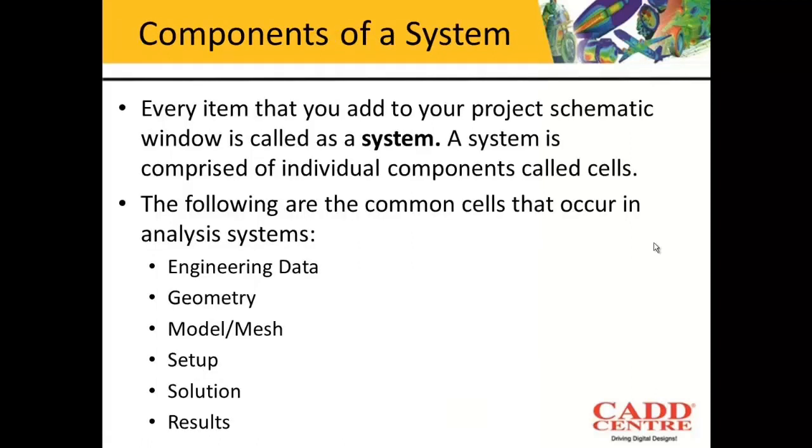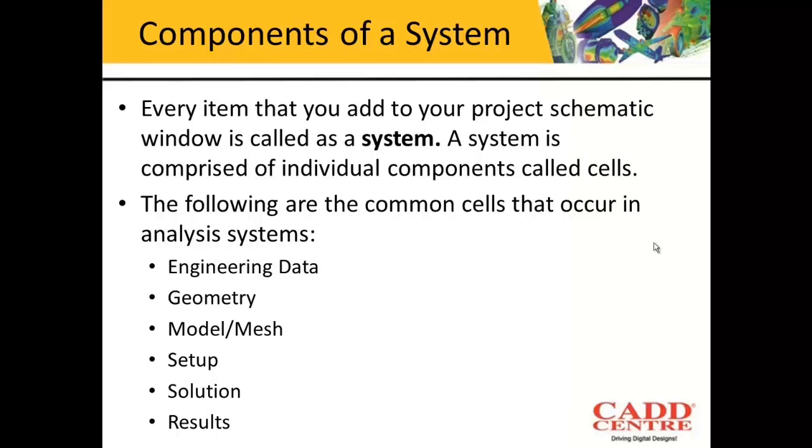Now let us understand the components of a system. Every item that you add to your project schematic window is called a system. A system is comprised of individual component systems called cells. Now every analysis system has some common cells that occur in every analysis system. Now that is engineering data, geometry, model, setup, solution, and results.